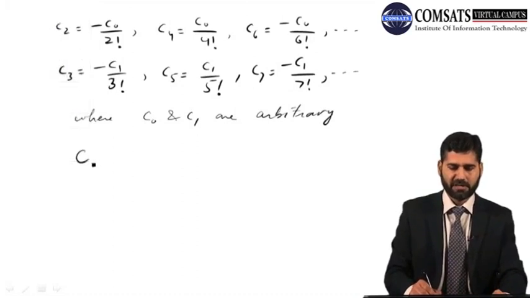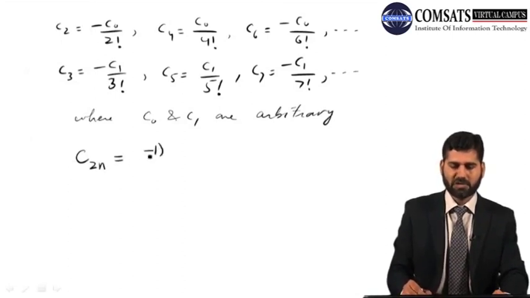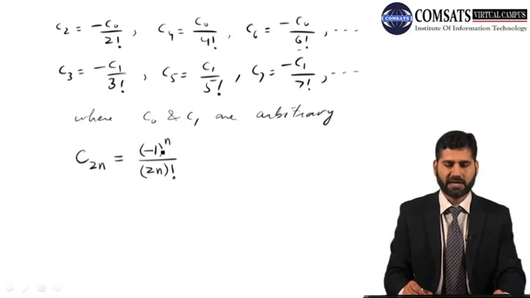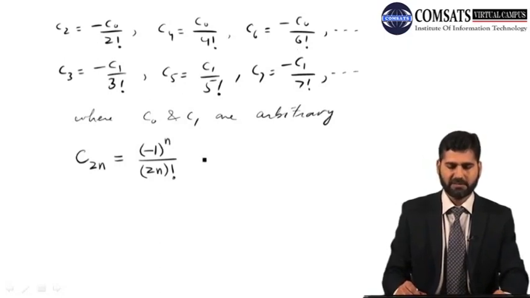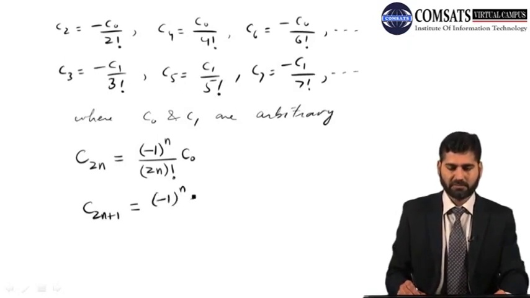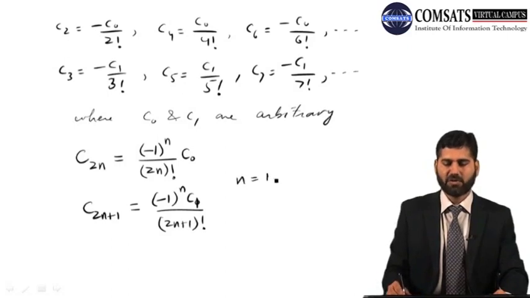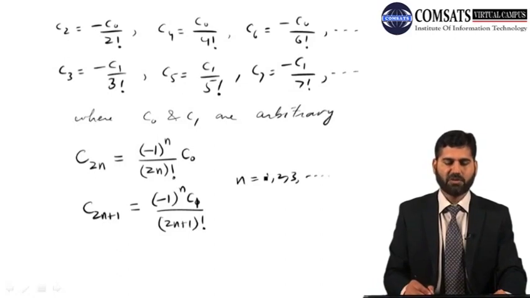Alright, so here, for the even case 2n, you are getting minus 1 to the power n divided by 2n factorial. See, the same factorial, 2 for 2, 4 for 4, 6 for 6, and plus and minus are alternating. So it means you are getting this kind of thing, and it is c0. And for c2n plus 1, this is minus 1 to the power n again, c1 divided by again the same factorial, 2n plus 1 factorial; c1, not c0. Alright, so you get this for n equal to 1, 2, 3, and so on. And 1 gives you c2, c3, and 2 gives you c4, c5, c6, c7, c8, c9. So you are getting them in pairs.